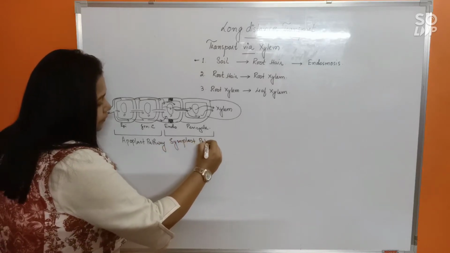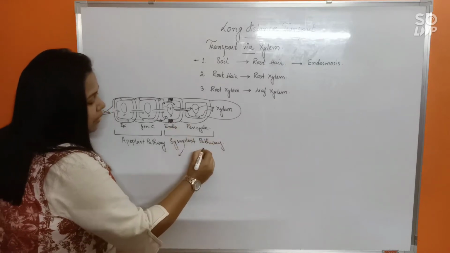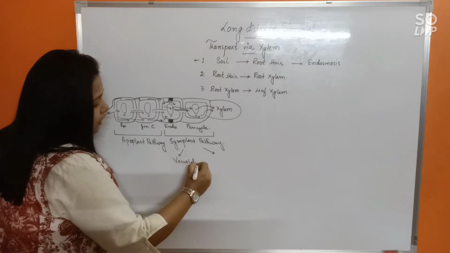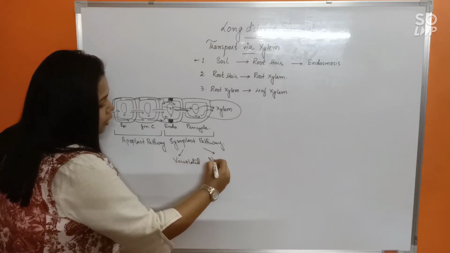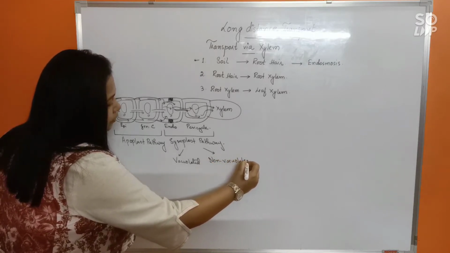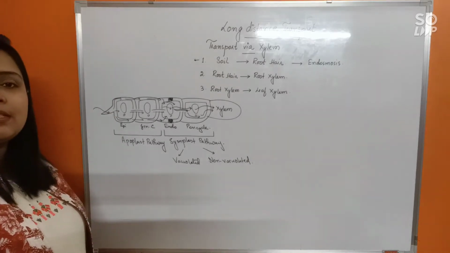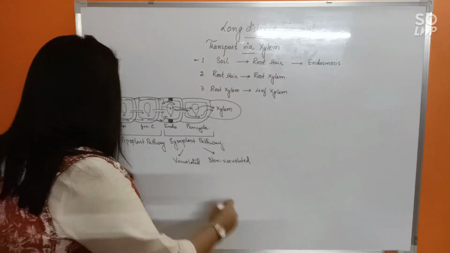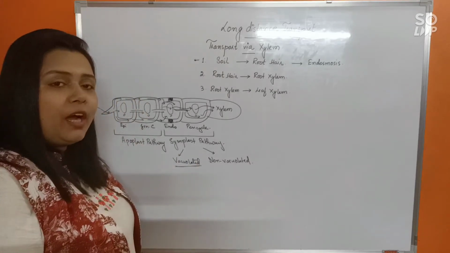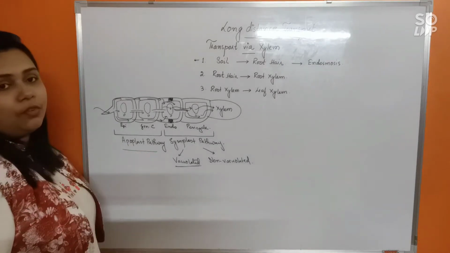symplast pathway. And symplast pathway, as you have seen, can be of two types again, vacuolated and non-vacuolated. So, which pathway will provide maximum resistance to the water? Vacuolated symplast pathway. And which one will provide least resistance? Of course, the apoplast pathway.